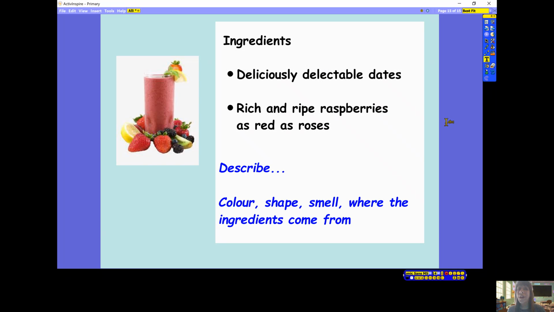When it comes to you writing your own smoothie ingredient list, think about things you could describe, because that will really give rise to your imagination. What colour are the ingredients? What shape? What smell? Where do the ingredients come from? What do they do? Why have they been put in there? This is really good practice for you to use alliteration, and I cannot wait to see what you guys all come up with.